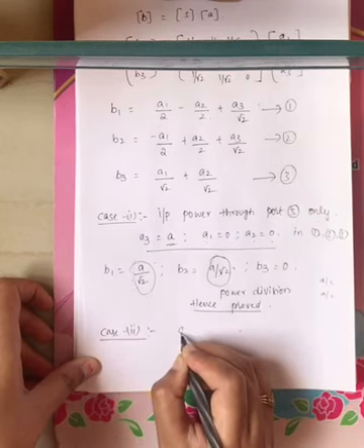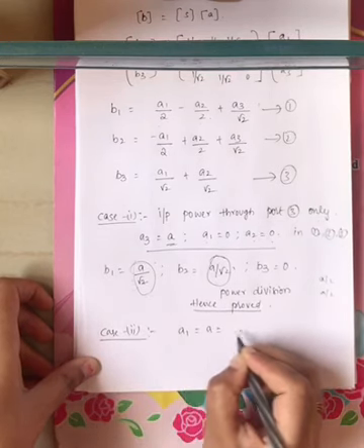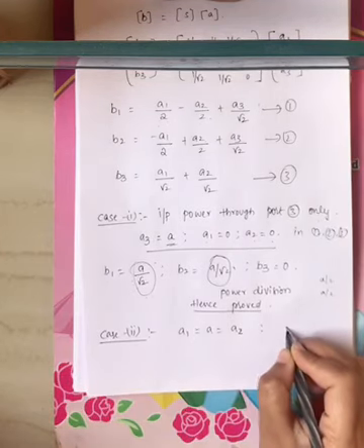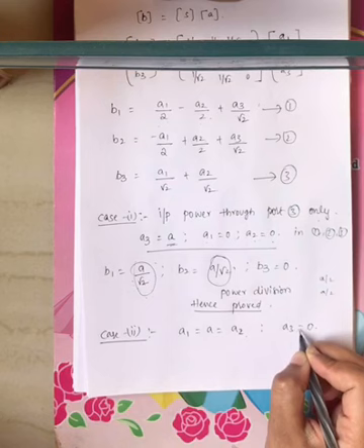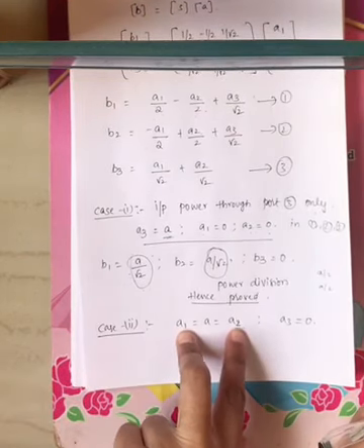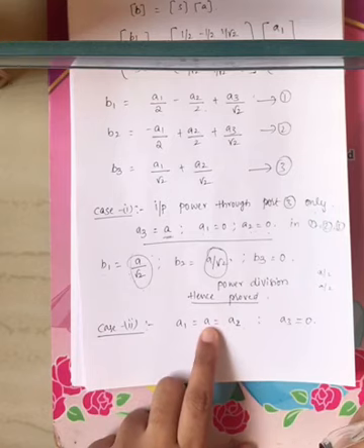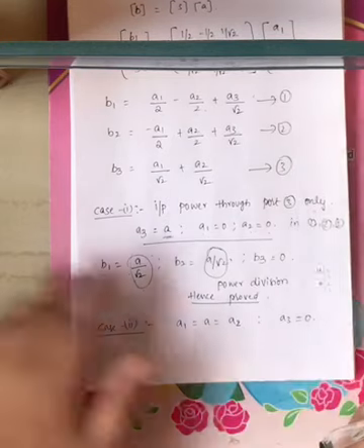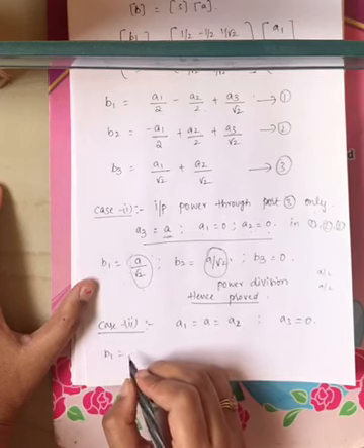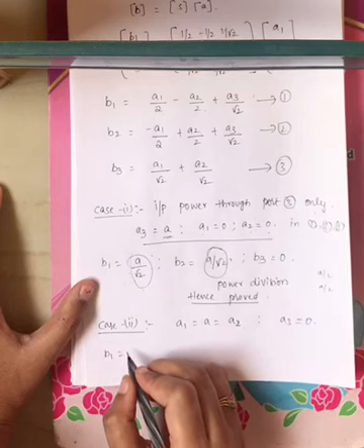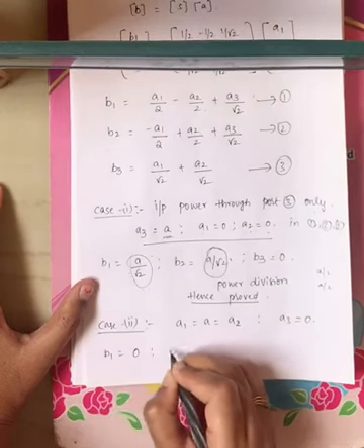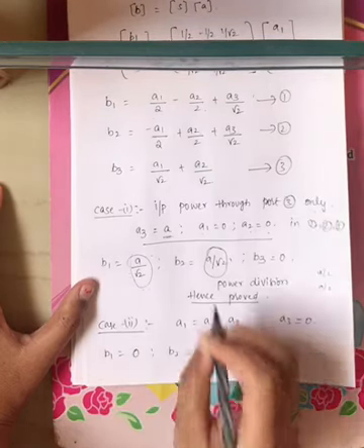input power is given from port 1 and port 2, which are equal in magnitude and phase, right? And A3 equals 0, no input power from port 3. Now what is B1 you will get? B1 you will get as 0, right? And B2 also 0.